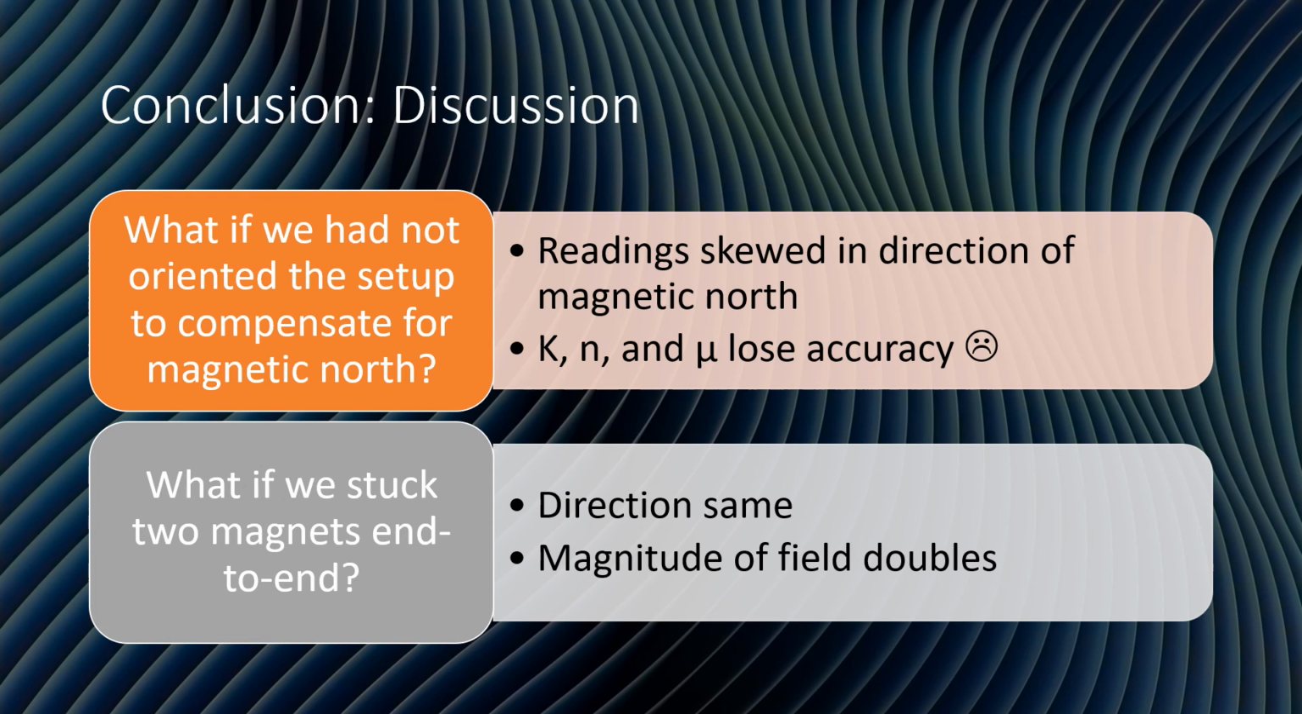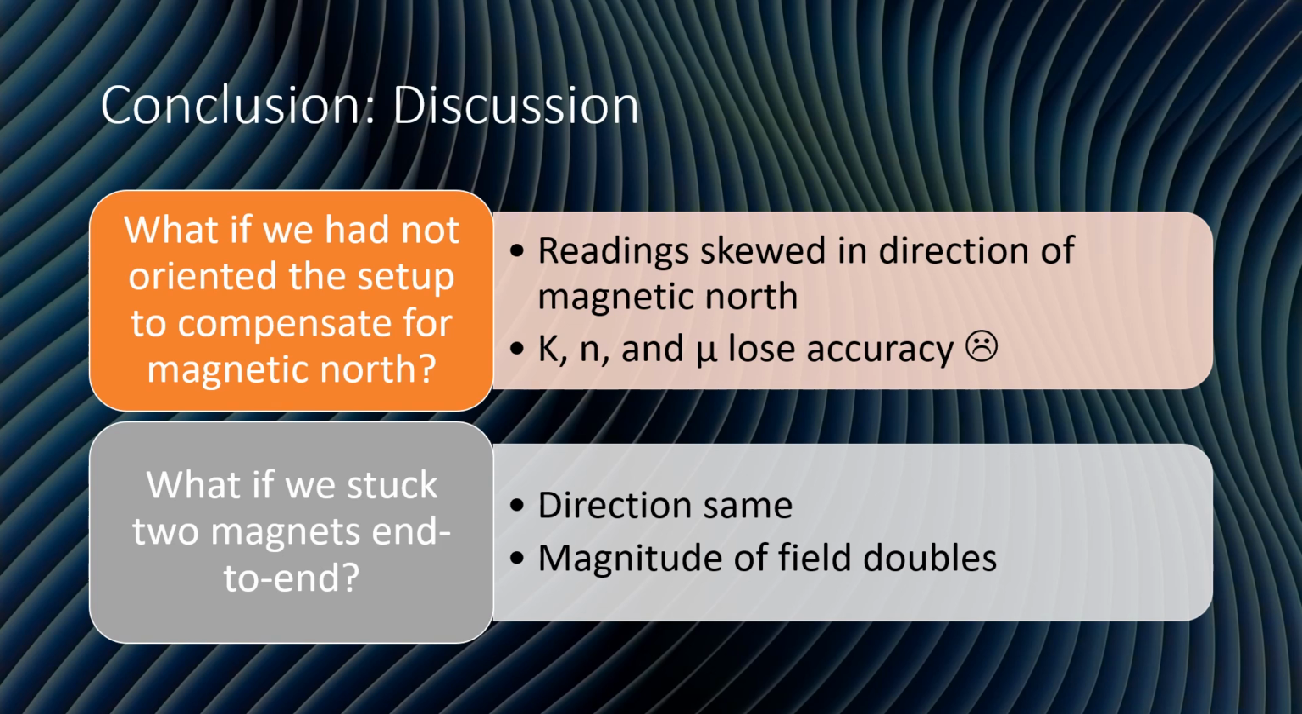To conclude this experiment, we'll end with a discussion. What if we hadn't oriented the setup to compensate for magnetic north? Well, in that case, the magnetometer readings would be skewed in the direction of magnetic north, and the values of k, mu, and n wouldn't be as accurate.